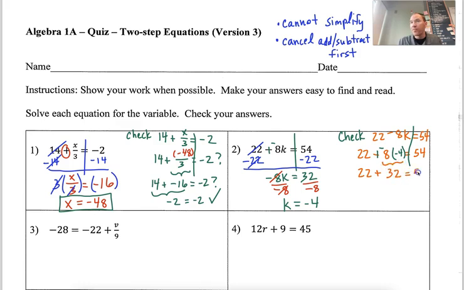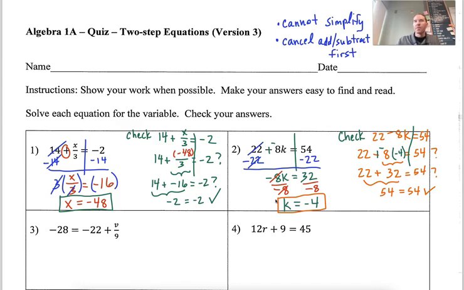And does that equal 54? Forgot to put the question mark on that one. But yeah, I'm pretty sure that works. Again, some people would stop there. I'm going to write 54 equals 54 because that is true. So I like this answer.